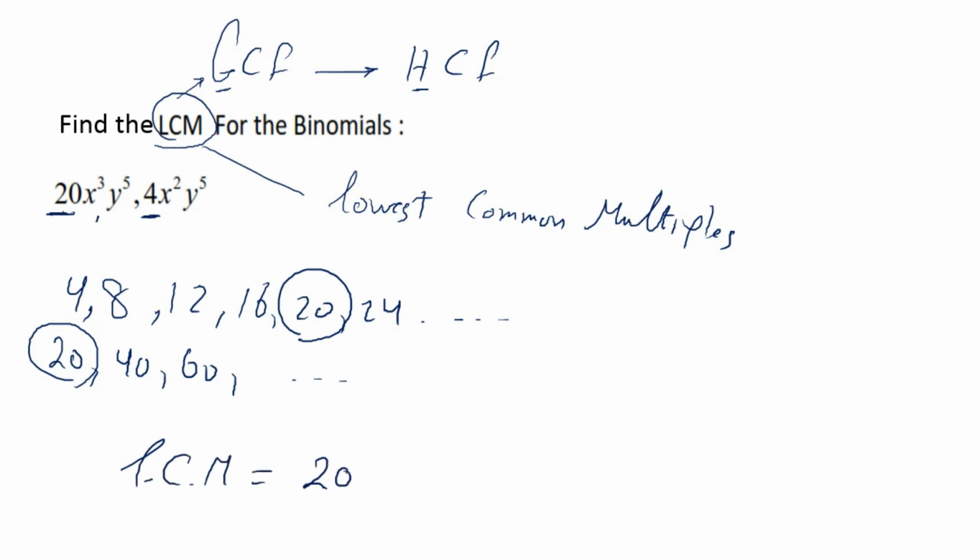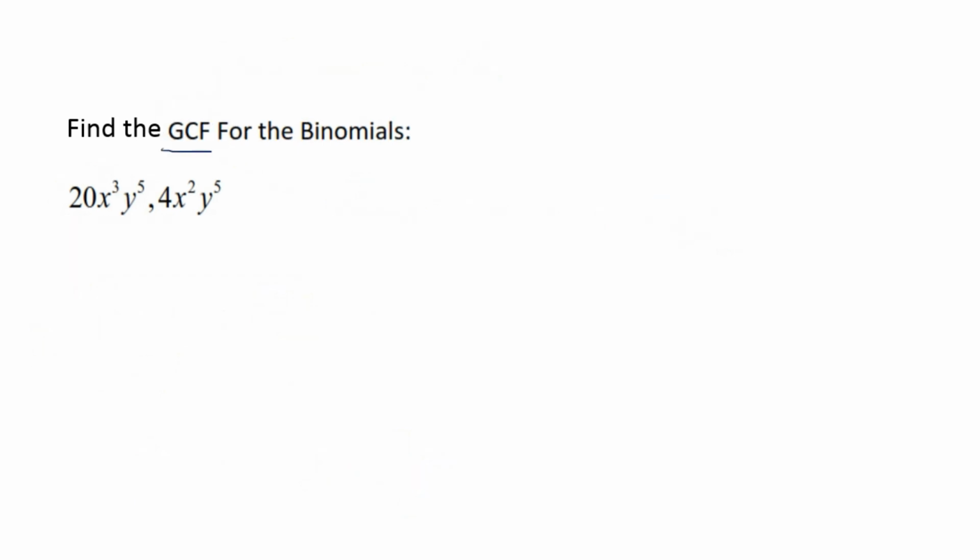I have here x to the power of 3 and x to the power of 2. In the case of LCM, I'm taking the greatest power, so it's x to the power of 3. y to the power of 5 and y to the power of 5 are the same, so I'm going to write y to the power of 5. But it's totally different in the case of GCF.